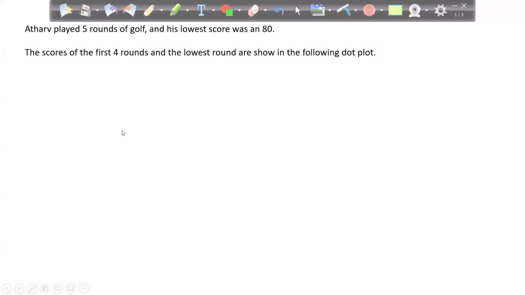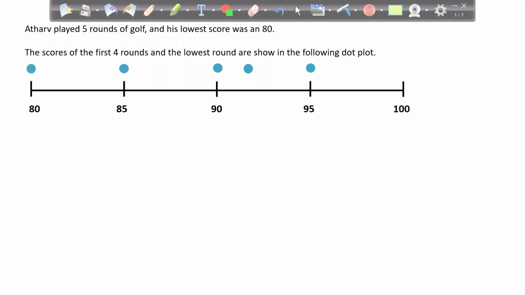Now here is one more question. Atharv played 5 rounds of golf and his lowest score was 80. The score of the first 4 rounds and the lowest round are shown in the following dot plot. So here you can see that we have 5 scores. One is this 80, then we have this 85, then we have this 90. This is, let's assume it is 92, and this is 95.